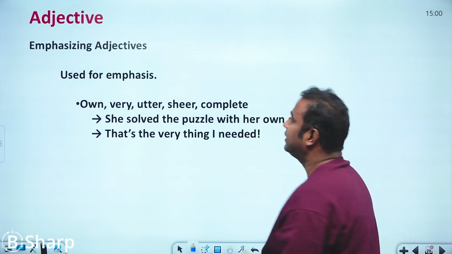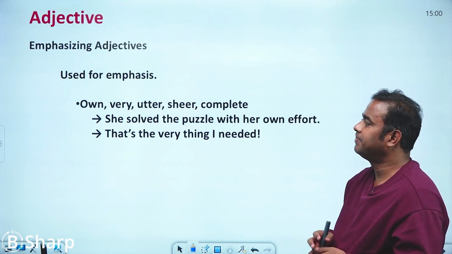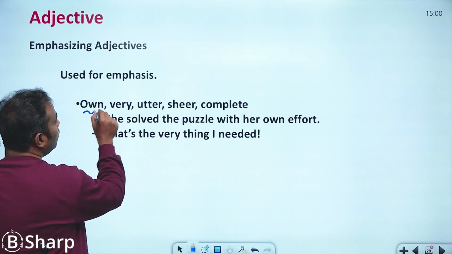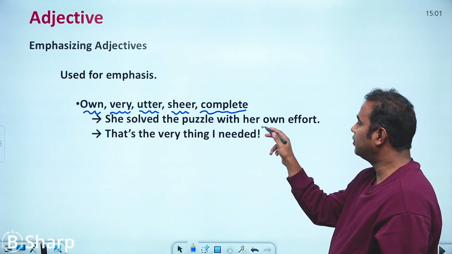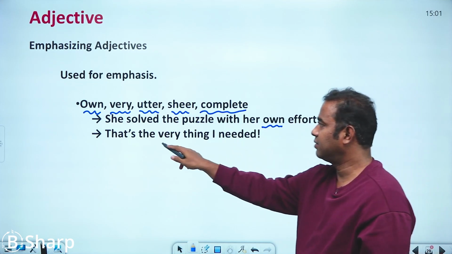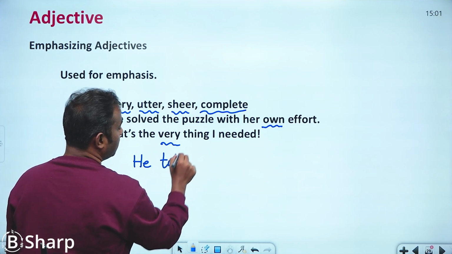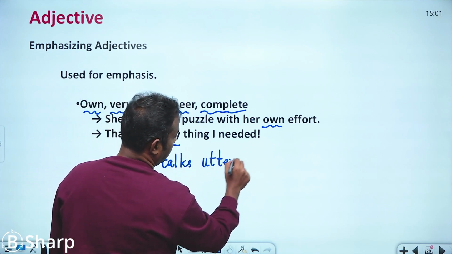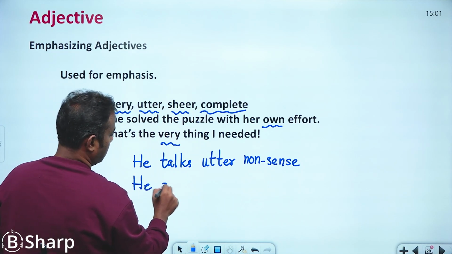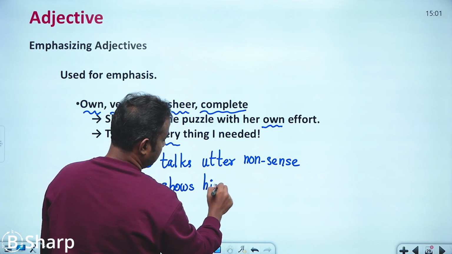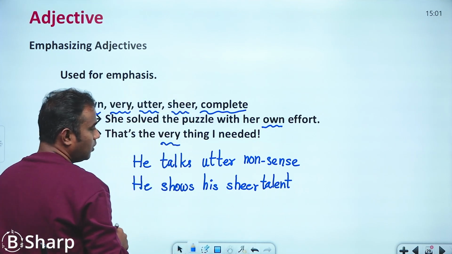Then emphasizing adjectives. Whenever it is used to emphasize certain things, we use emphasizing adjectives. Examples: own, very, utter, sheer, complete. She solved the puzzle with her own effort. That's the very thing I needed. He talks utter nonsense. He shows his sheer talent. This is how it is generally done.